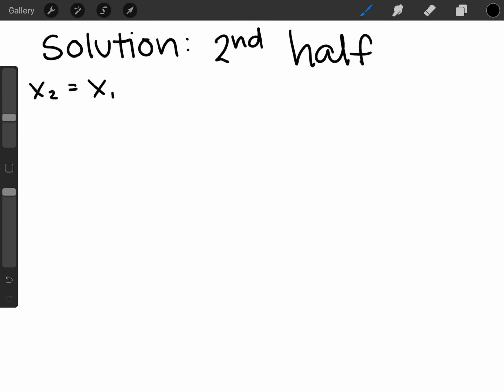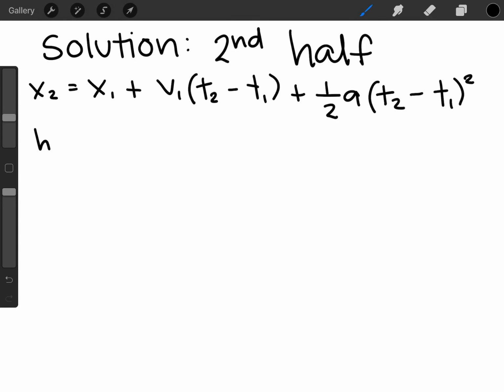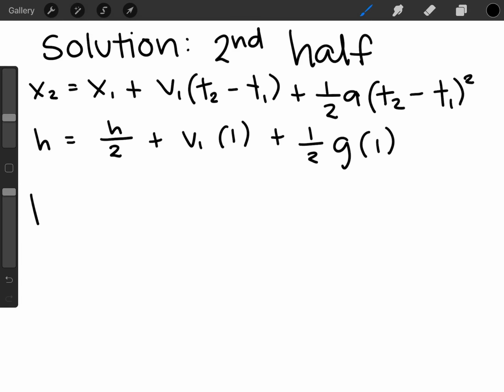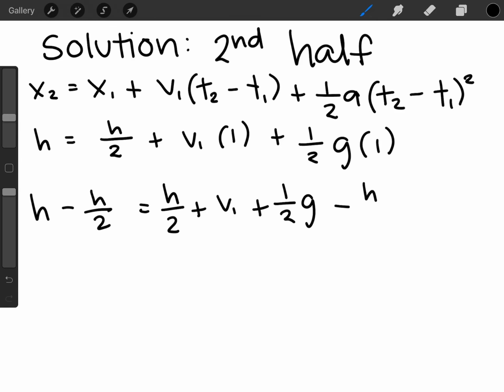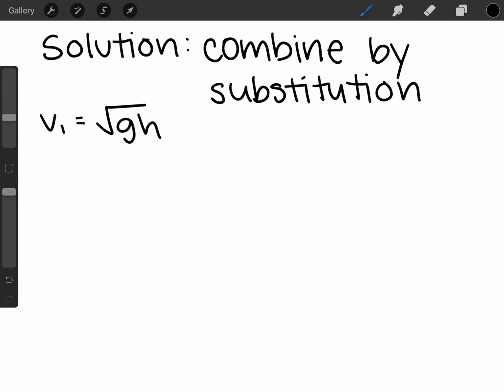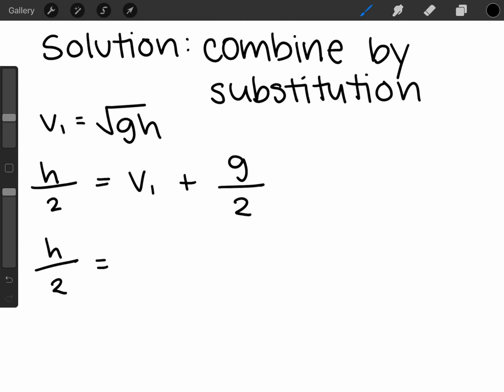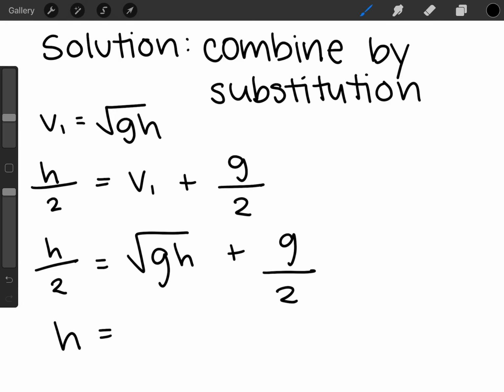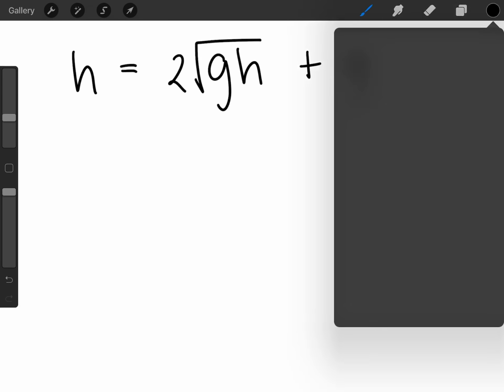For the second half of the fall, we derive another equation of motion. When you substitute the known values, this is what you get. Subtract h over 2 from both sides to tidy things up. Since we know that v sub 1 is equal to the square root of gh, we can now substitute it into the equation. Now, we multiply both sides by 2 so we can eliminate the denominator. We now have an equation where the only unknown is h.